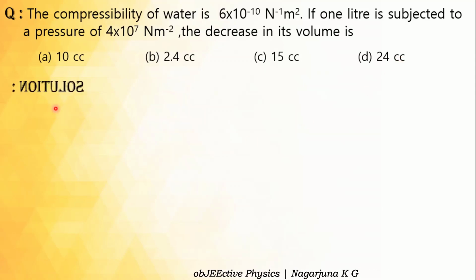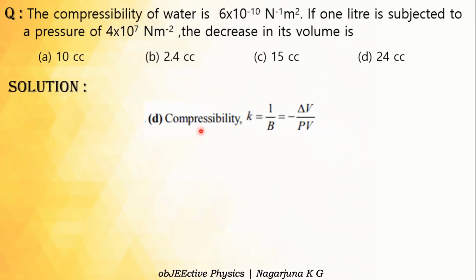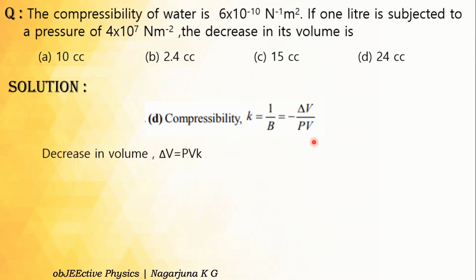Solution. We know that compressibility K is equal to the reciprocal of bulk modulus, 1 by B, that is equal to minus delta V by PV. Decrease in volume, that is minus delta V, but decrease is nothing but negative, so no need to write the negative sign once again. Delta V is equal to PVK.